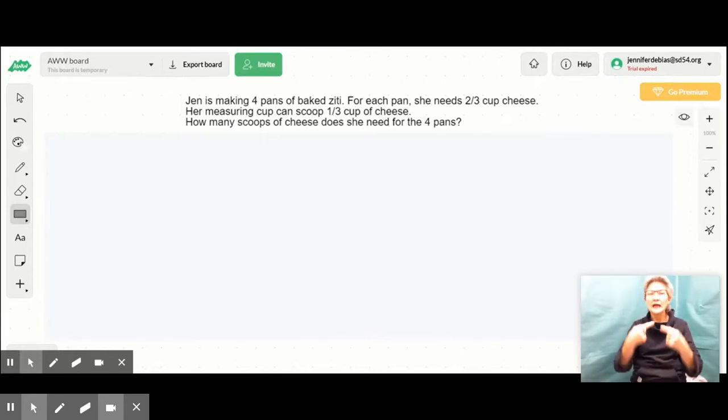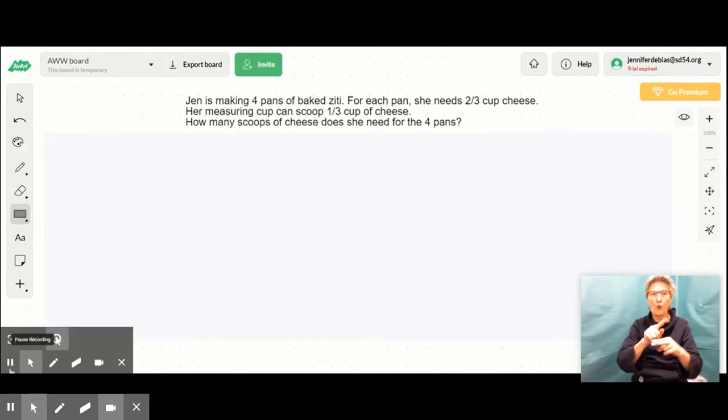So as I read it again, I was thinking about how she's making these 4 pans of baked ziti. Each pan needs 2/3 a cup of cheese. But my question isn't asking me how much cheese I need. There's additional information. I know that she can only scoop 1/3 cup of cheese at a time because that's how her measuring cups come. So I'm trying to figure out how many scoops of cheese she'll need in total. So I'm going to draw a visual to help me picture this problem and to really help me have a concrete example.